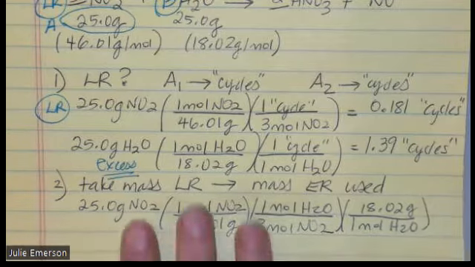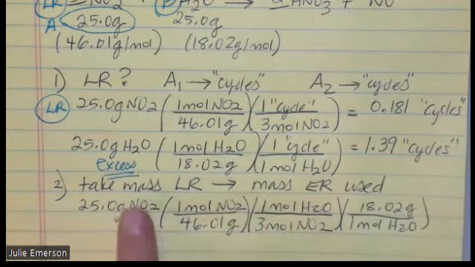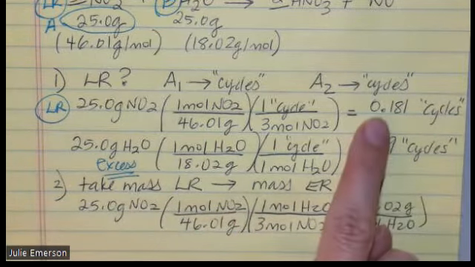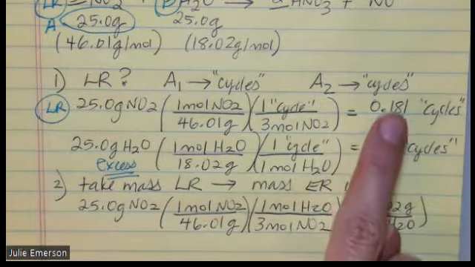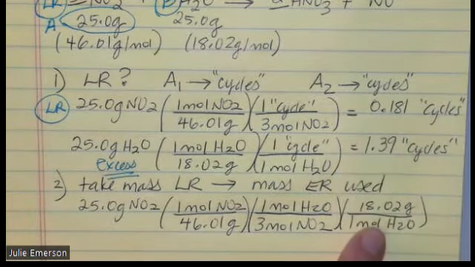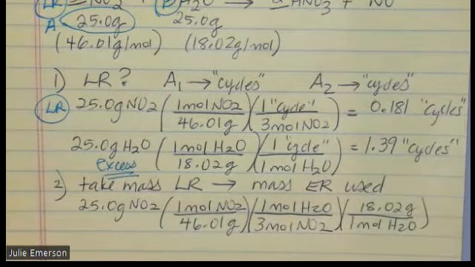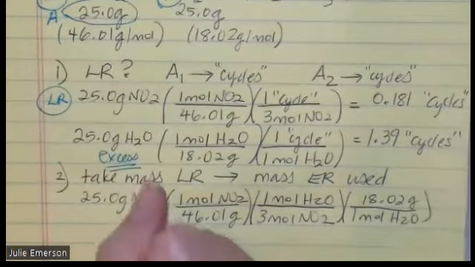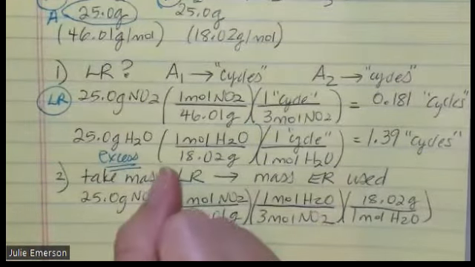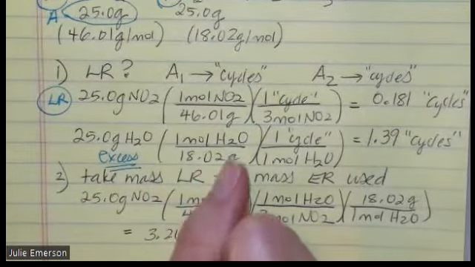Now, some students are very comfortable with this and they can say, oh, well, this math right here is the same as that 0.181 answer. So I'm just going to take 0.181 and multiply it by 18.02. If you can see that, great. But a lot of times students want to kind of start over and go through the process all over again. All right, so this tells me I would only use up 3.26 grams of H2O.